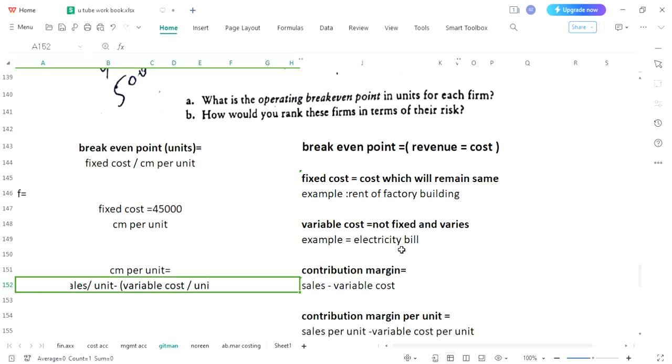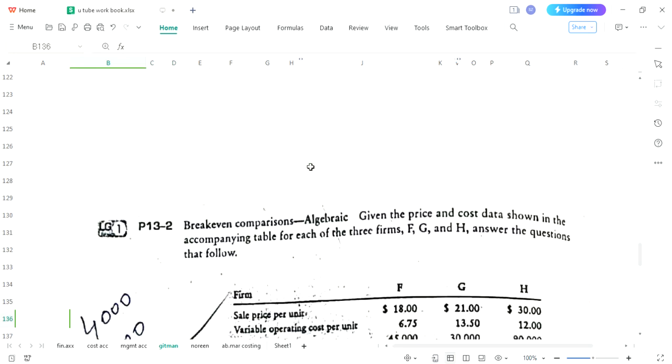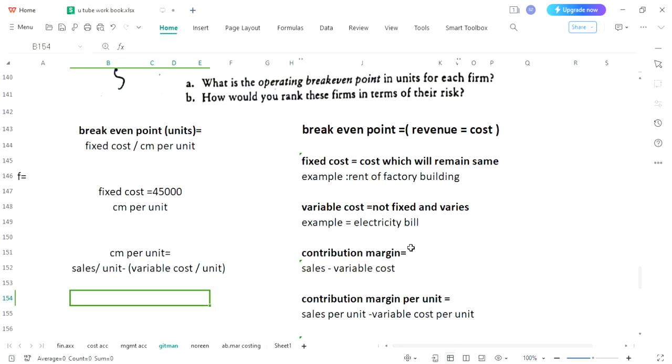So this is your formula for CM per unit. Now go back to the question and see how much sales per unit and how much variable cost per unit is. Look over here, sales per unit. Read, sales per unit is 18. We can put over here 18.